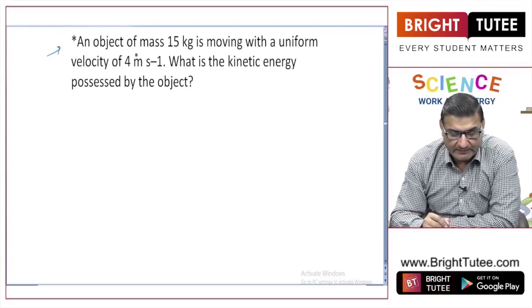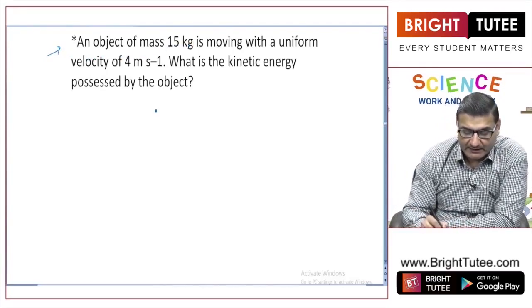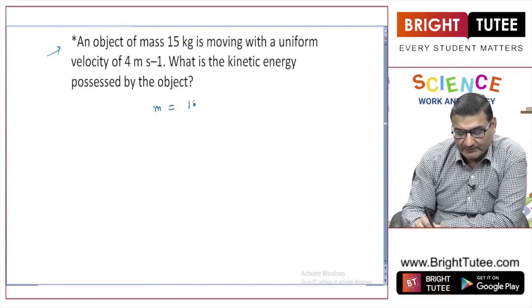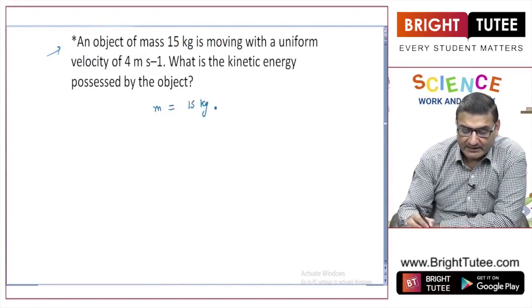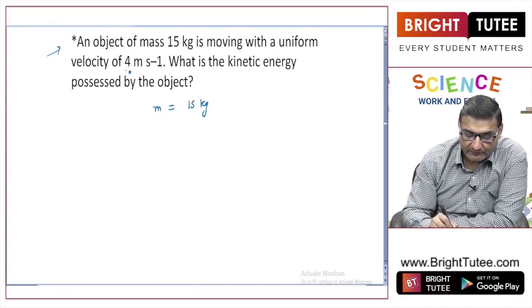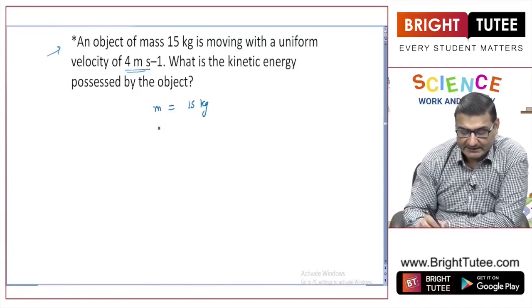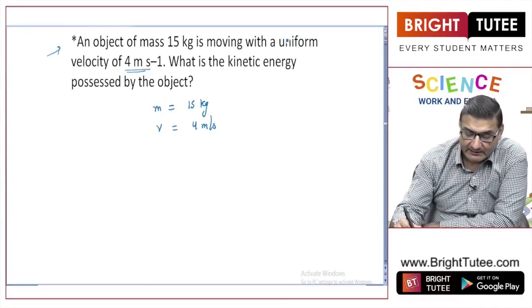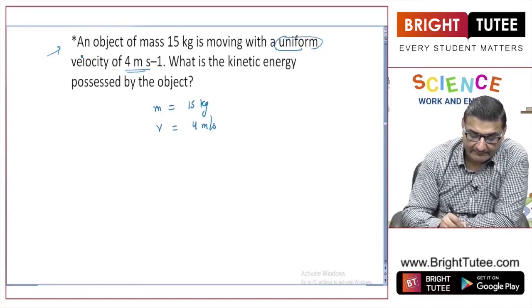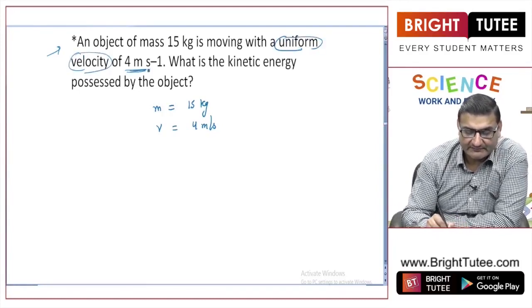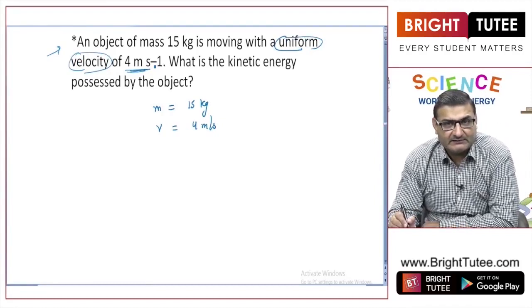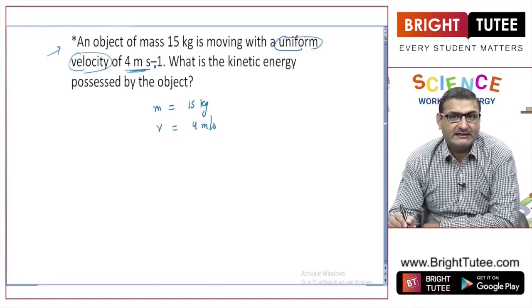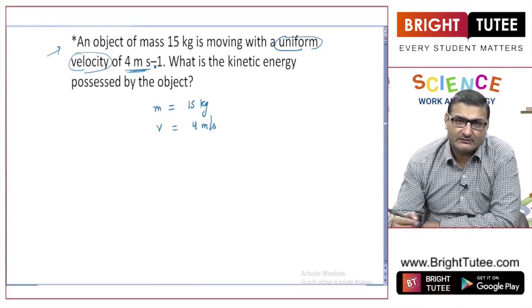An object of mass 15 kilogram. The mass of the object is given to me to be 15 kilogram, is moving with a uniform velocity of 4 meter per second. The velocity is given to be 4 meter per second. Since it is a uniform velocity, initial and final velocity are one and the same. It was initially also at 4 meter per second, now also 4 meter per second. So it's a normal velocity that is given to us in the question.